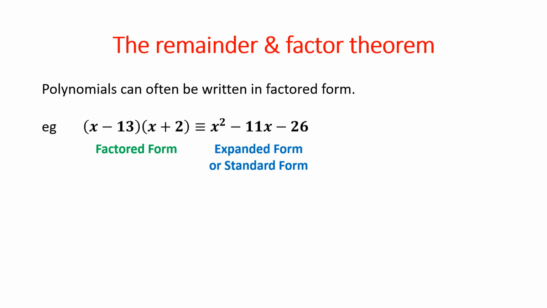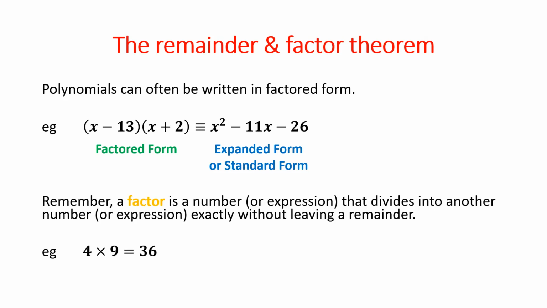Now, polynomials can often be written in factored form, so we can put it into factored form, or we could expand it out into expanded form, which is also often called standard form. Remember, a factor is a number or expression that divides into another number or expression exactly without leaving a remainder. For example, 4 times 9 is 36, so 4 and 9 are factors of 36. Just like x minus 13 times x plus 2, x minus 13 and x plus 2 are factors of x squared minus 11x minus 26.